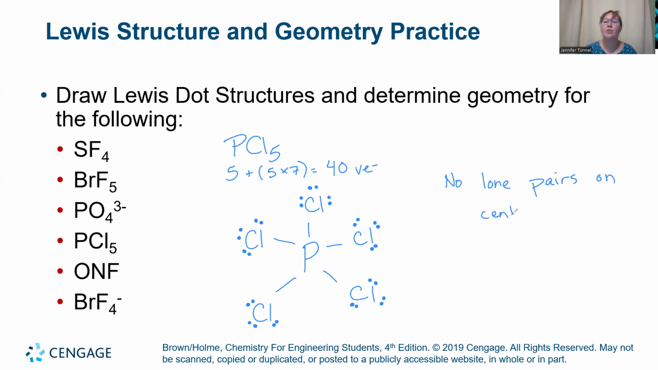And when there are no lone pairs on the center atom, that means that the electron arrangement and the shape are the same. And in this case, that is going to be a trigonal bipyramid.